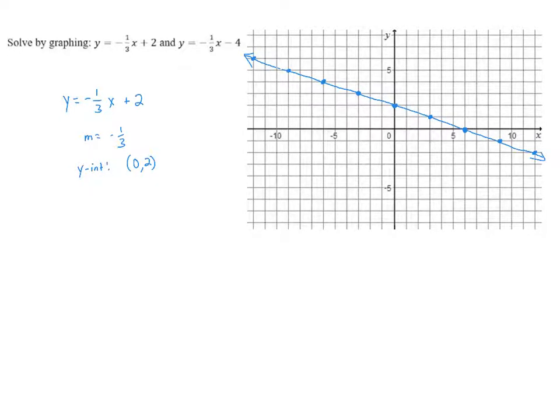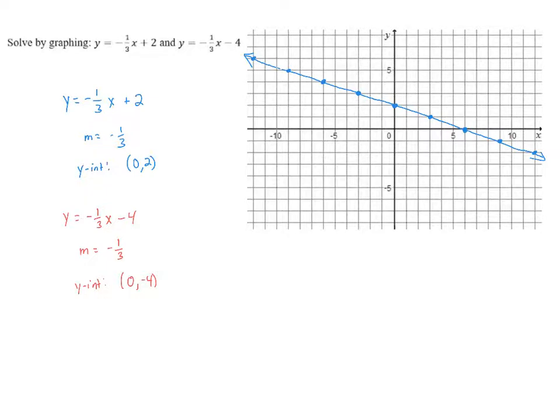Good. Now let's move on to the other equation. The other equation's also in slope-intercept form. y equals negative 1/3 x minus 4. So we can figure out the slope. It's going to be the coefficient on the x. So the slope is negative 1/3. And the y-intercept is the constant term. That's going to be negative 4. So that gives us (0, negative 4).